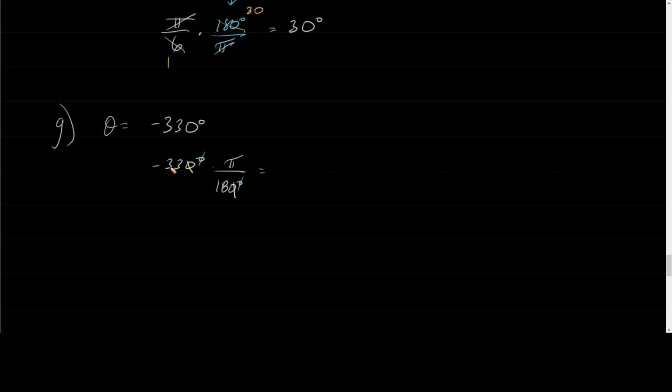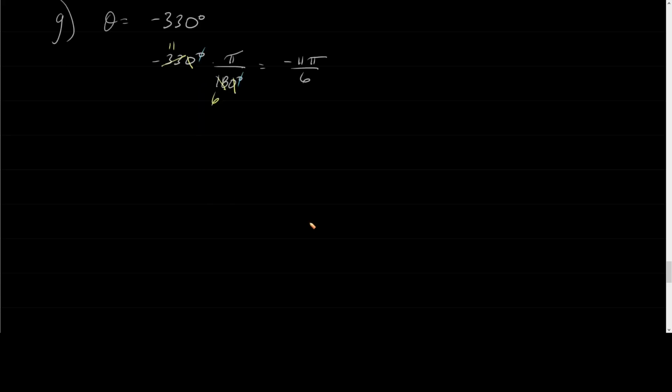But then 33 is divisible by 3 11 times. And 18 is divisible by 3 6 times. So I get my final answer here of negative 11 pi over 6. So negative 330 degrees would just be negative 11 pi over 6. All right.